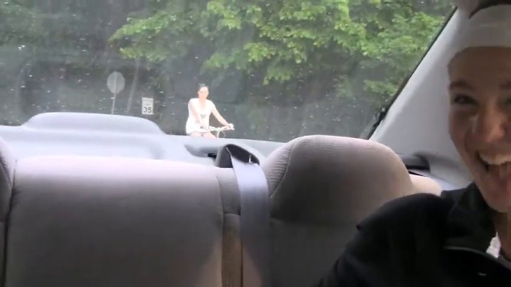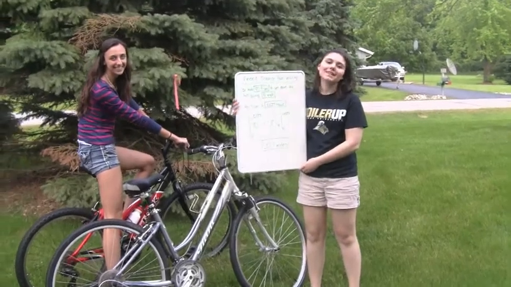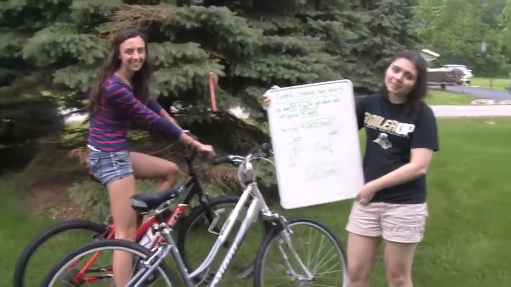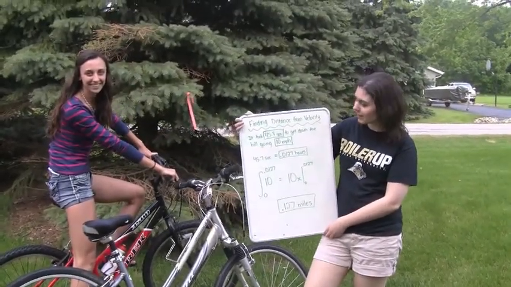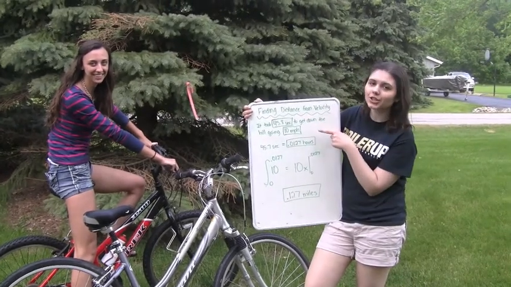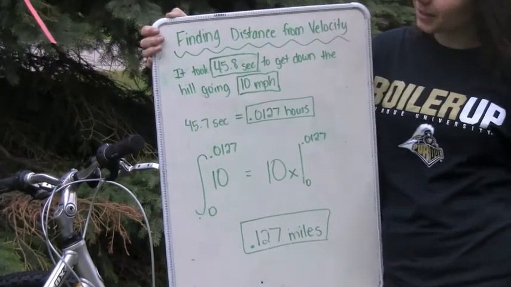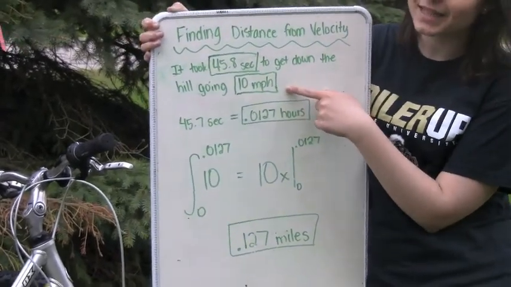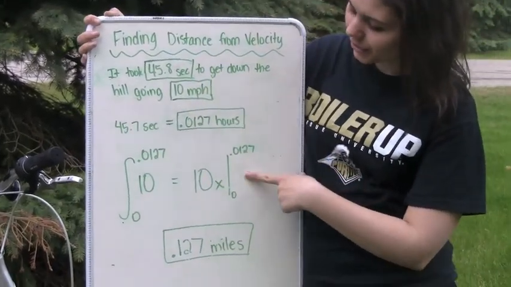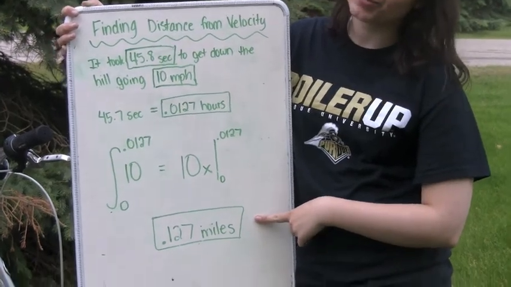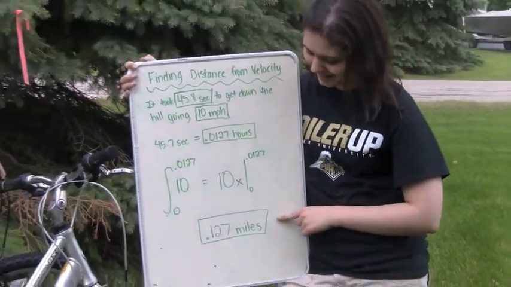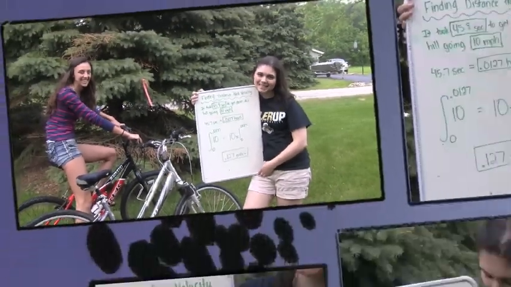Okay, in this experiment, we found the distance by using Emily's velocity as she traveled down the hill. We figured out that it took her 45.8 seconds to travel from the top of the hill to the bottom of the hill. And she traveled at a constant 10 miles per hour. Then we took the integral of that and found out that she traveled 0.127 miles in that time.